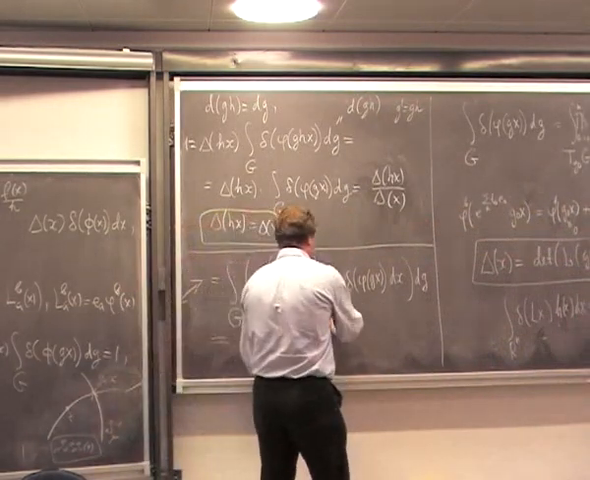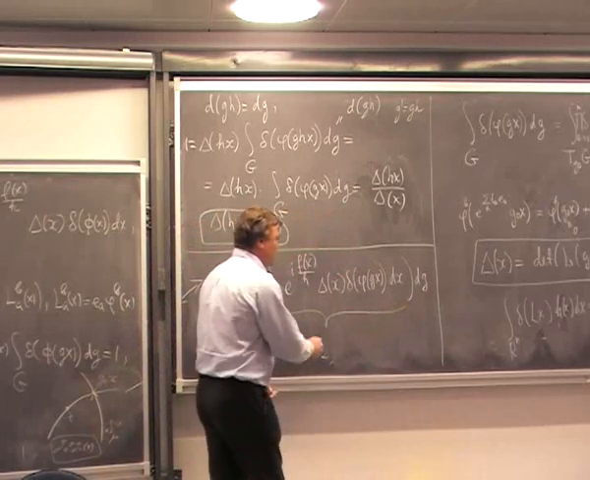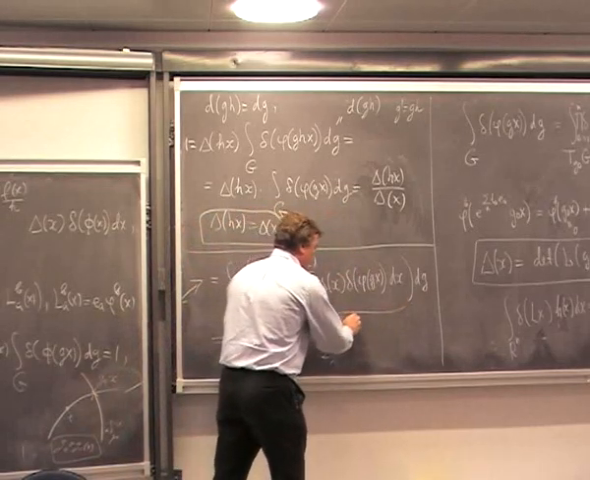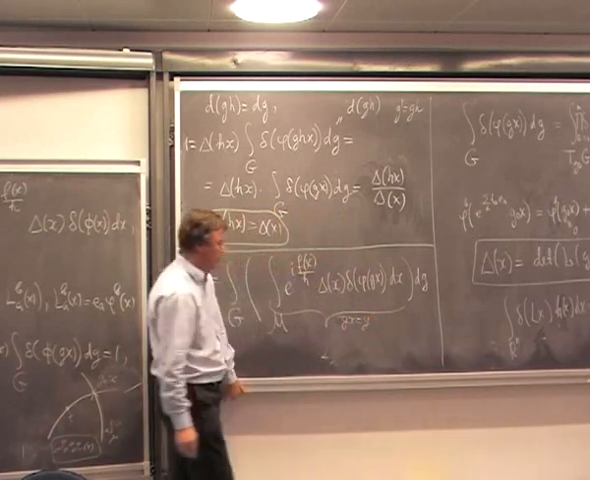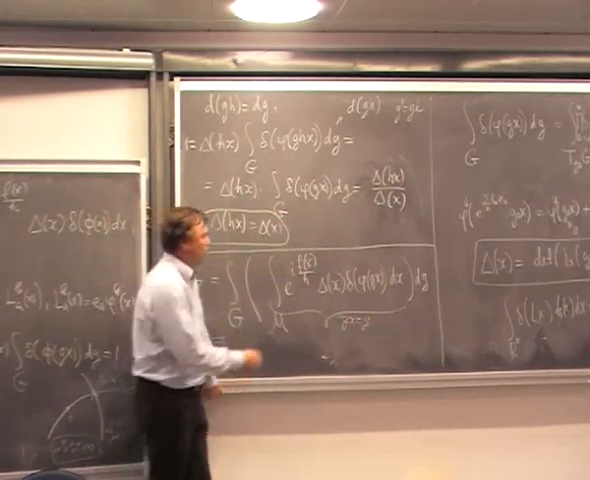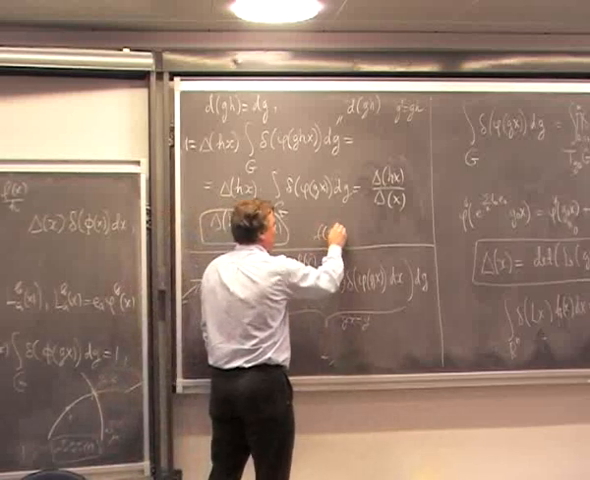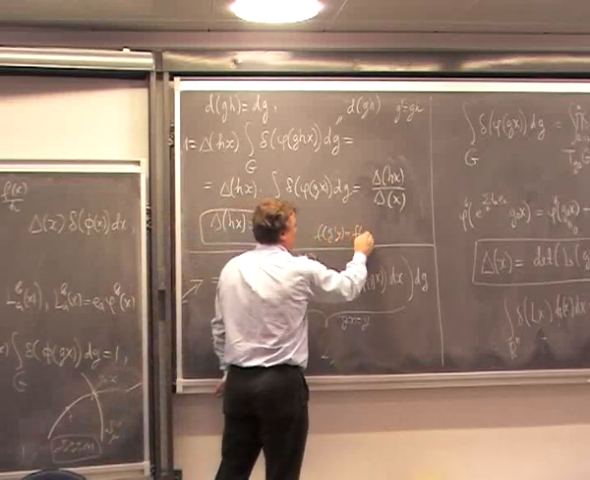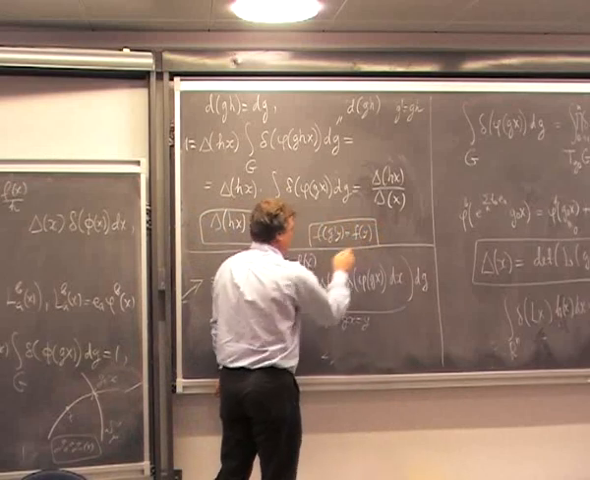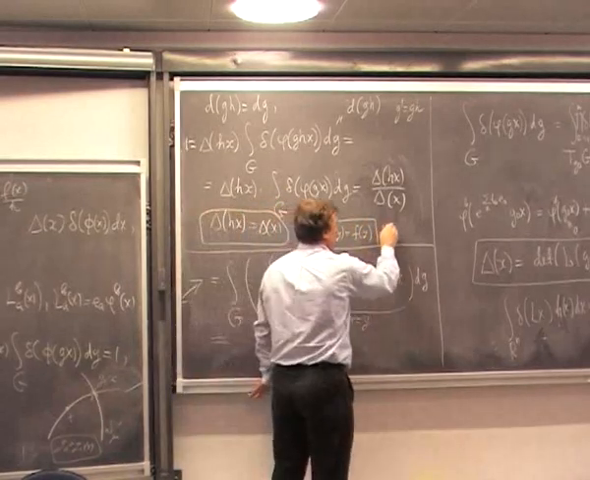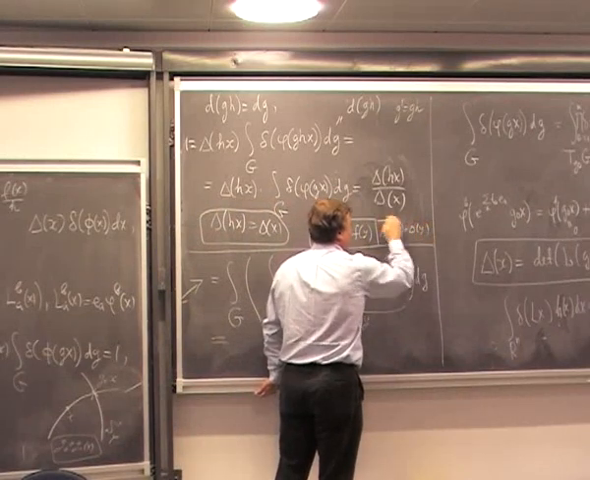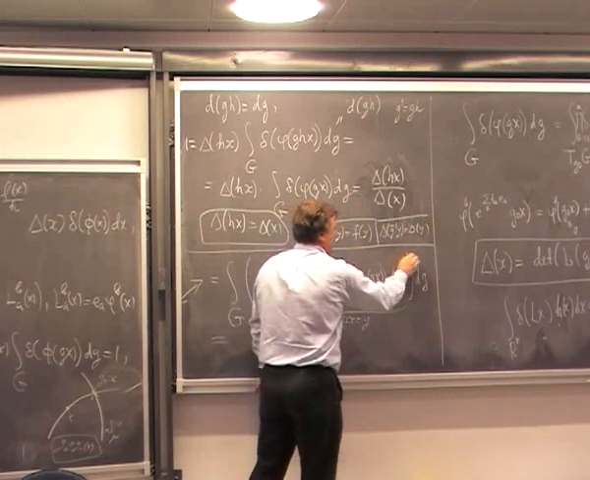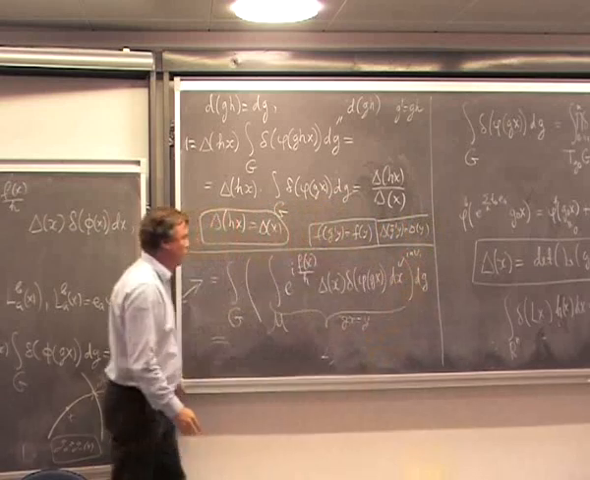But now, here I can change the variables. I can denote gx by y, and then f of g inverse y is equal to f of y, delta of g inverse y is equal to delta y, and this measure is also invariant.